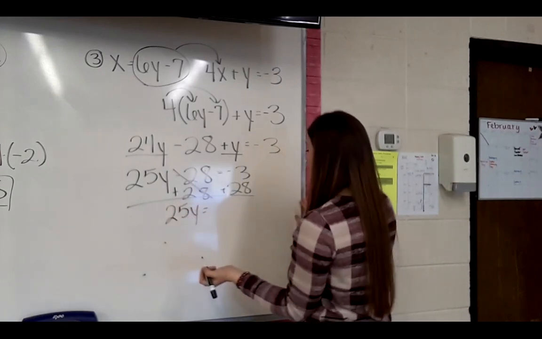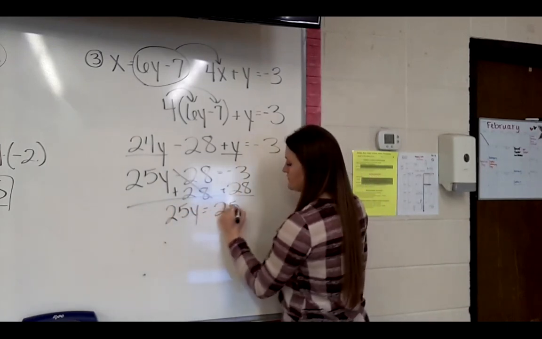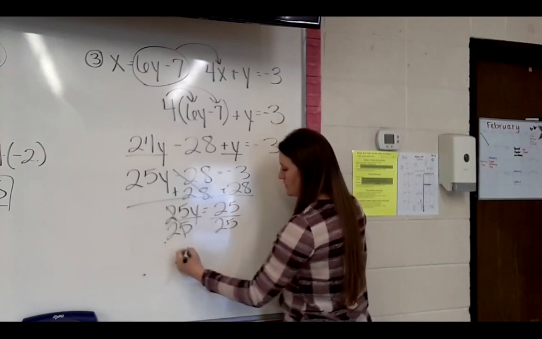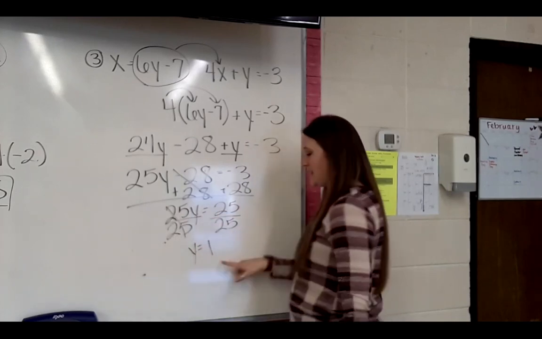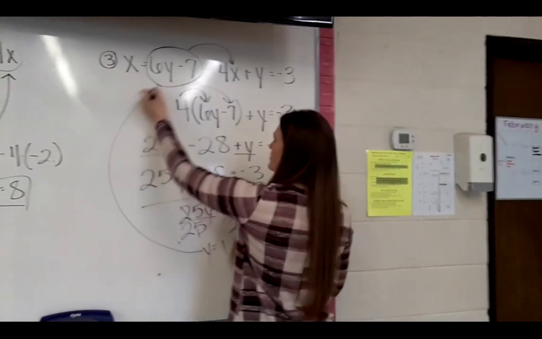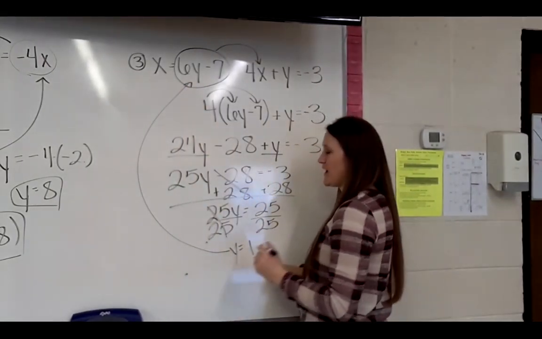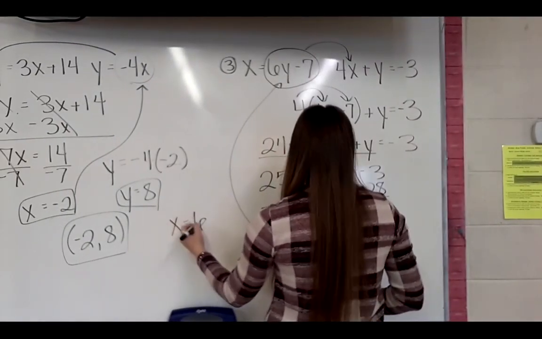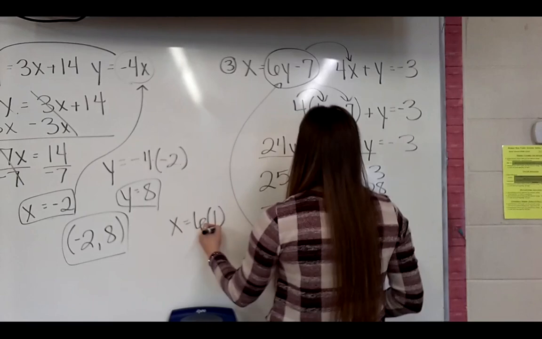Let's see, -3 plus 28 is 25. Then I divide, so y equals 1. I take that and plug it into the one I started with so I can solve for x. I'm going to come up here. x equals 6y minus 7, but now instead of y, I'm going to plug in 1.